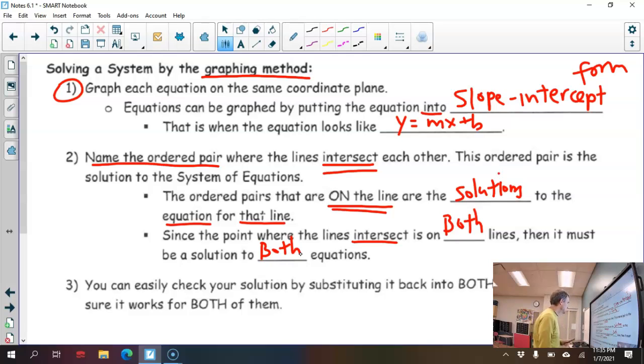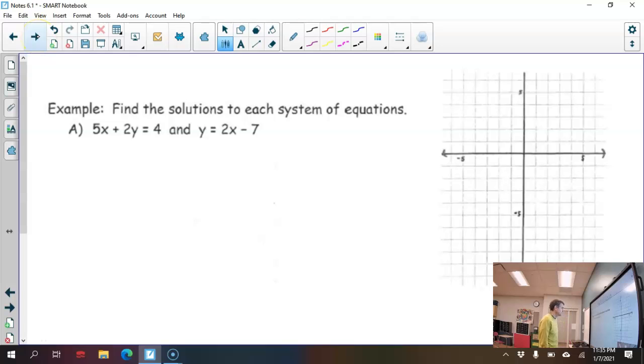Now, one of the nice things about this chapter is you can check every answer if you want to. You can check your solution by substituting it back into both equations to make sure it works for both of them. And if it does, you have found your solution. Let's do a couple examples.